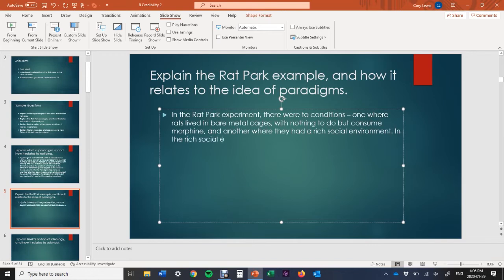In the rich social environment, rats tended to use non-fatal amounts of morphine, but in the cages, they did it until they died. That would be plenty for that. Yeah? Okay, so that's the first half of that. And now, what does that have to do with paradigms?